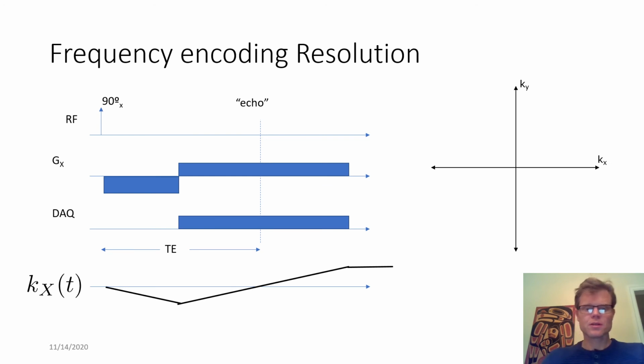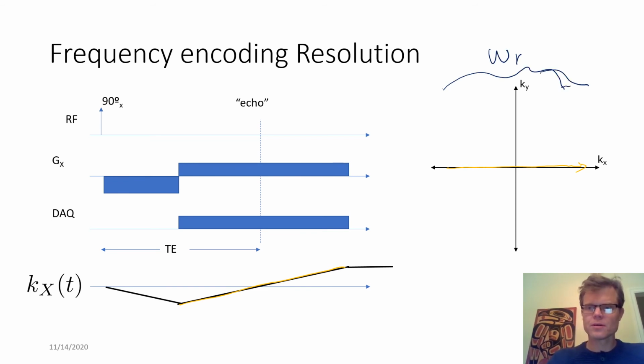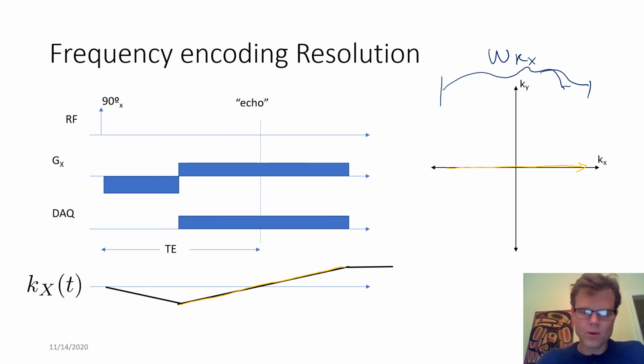So let's put this to the test in our pulse sequence and see if we can calculate it based on some parameters. As we acquire our phase encoding line, we want to know what is this width that we're covering here in the kx dimension? That's going to be illustrated here in this height. What is the width in the kx dimension here?